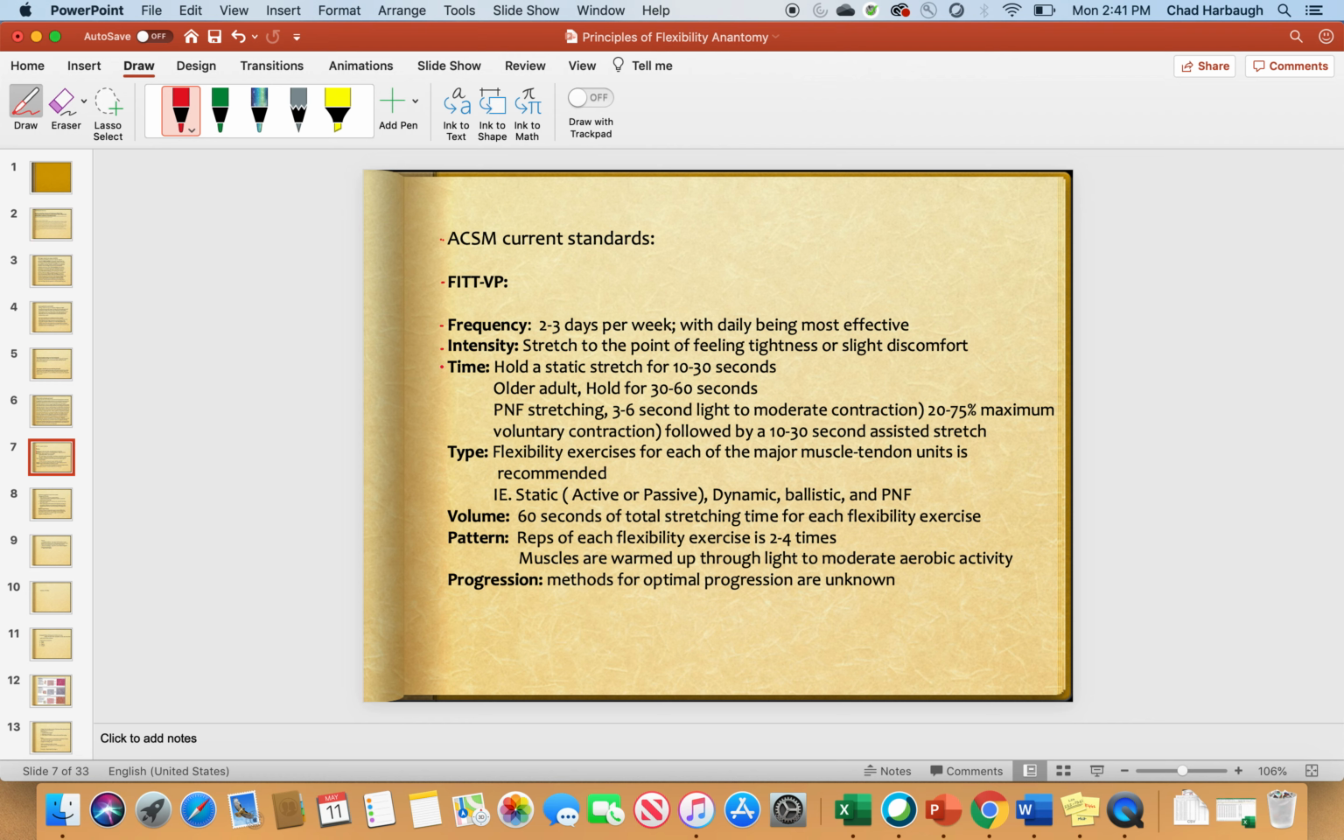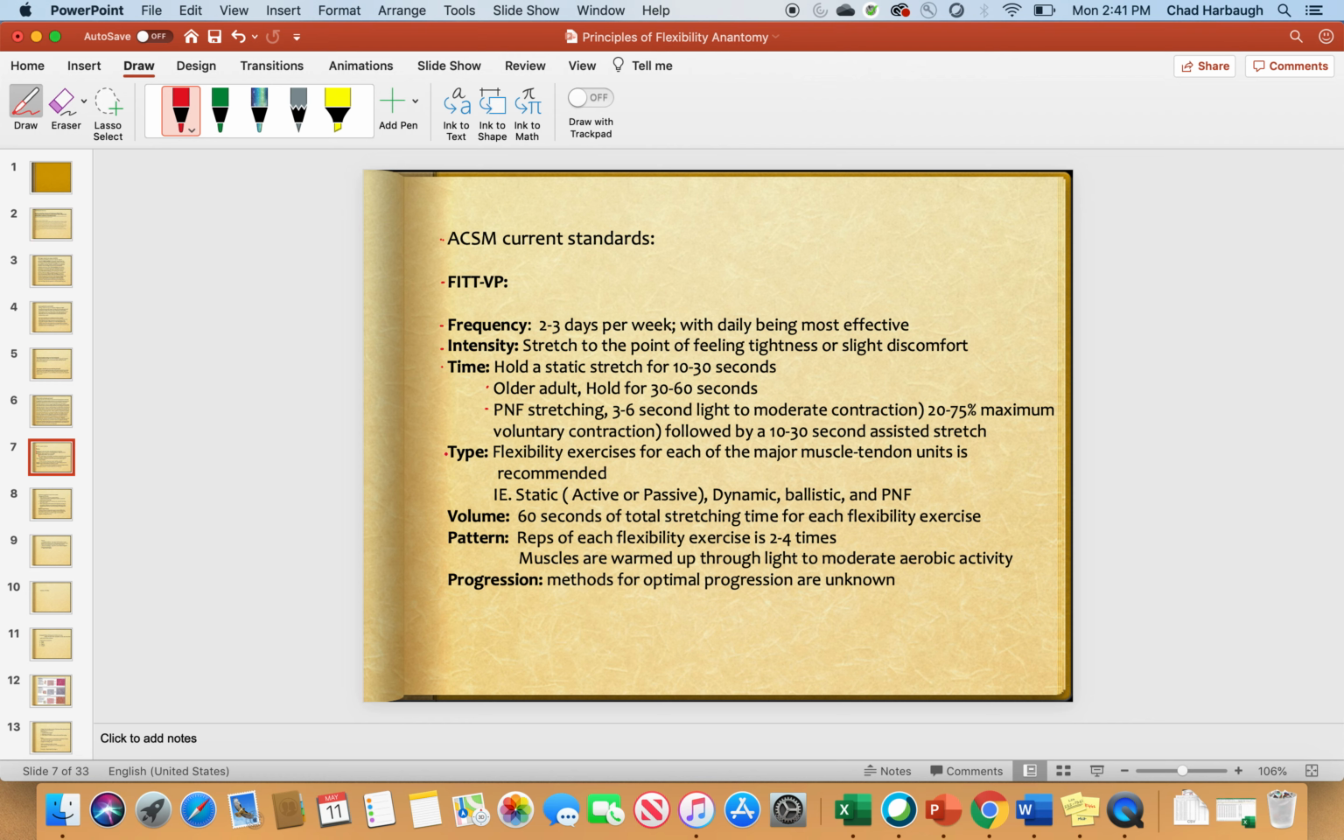There are many different lengths of holding a stretch. In static stretching, we should see anywhere between 10 to 30 seconds. In some older adults, we recommend stretching between 30 to 60 seconds. In a partner-assisted stretch called PNF stretching, we usually use a muscular contraction of a moderate to light load for 3 to 6 seconds, followed by an assisted stretch of 10 to 30 seconds.